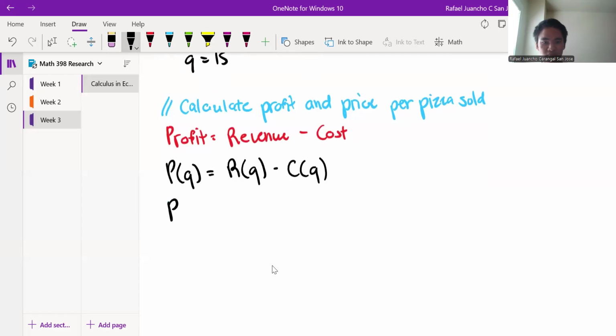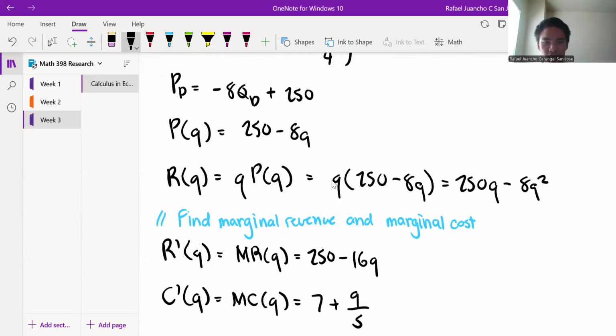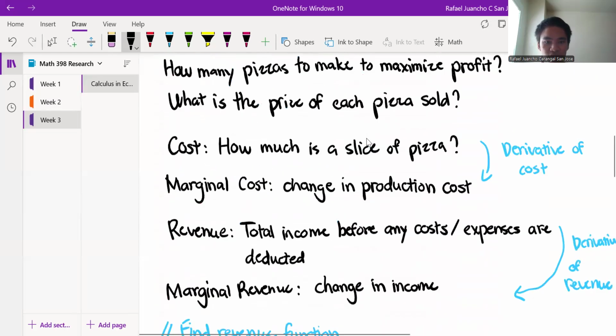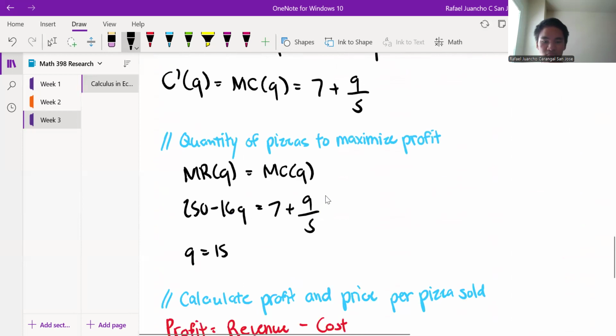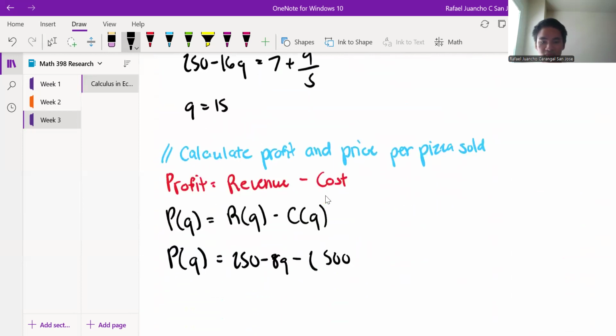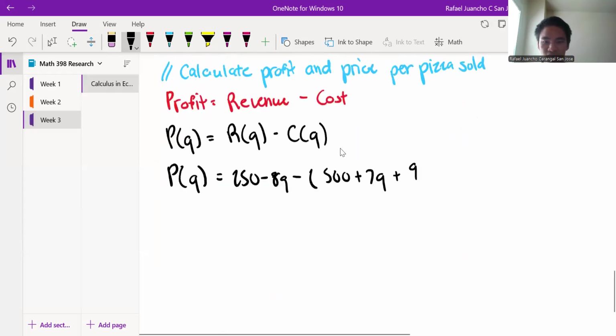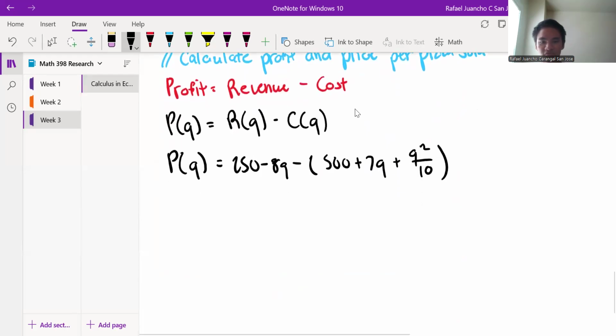And so that means P of Q is, what's our revenue? It's 250 minus 8Q. We subtract that to C of Q, which is 500 plus 7Q plus Q squared over 10. There. And that's our profit function. I can simplify it, but it doesn't matter.